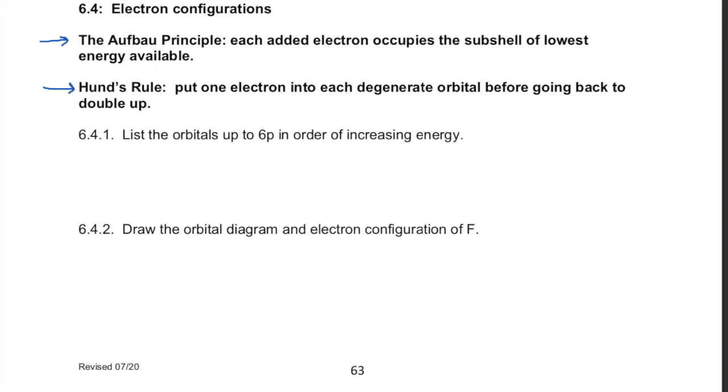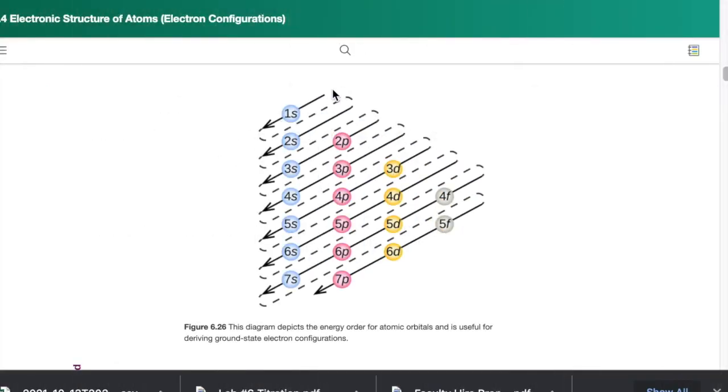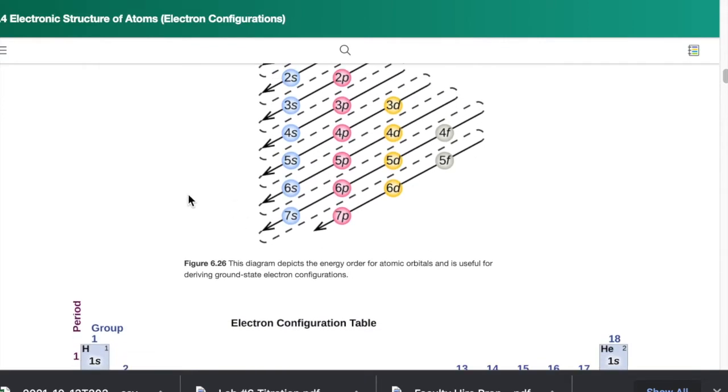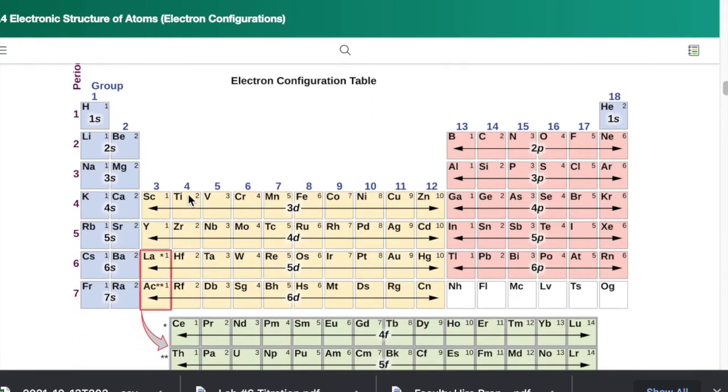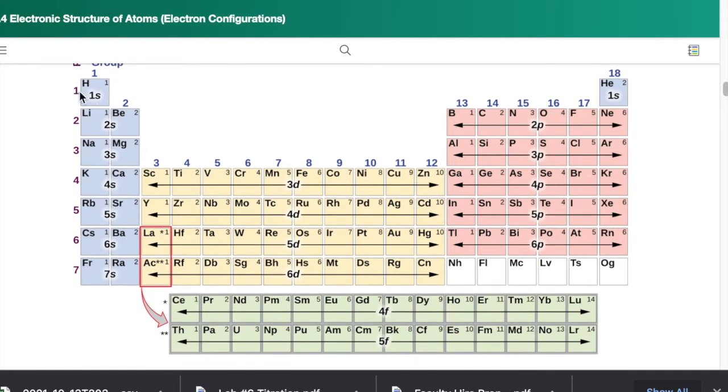Let's take a look at your textbook actually. So the last lecture we looked at this rain on the roof method of looking at the order: 1s, then 2s, then 2p, then 3s, then 3p, then 4s. There's another way to look at it. Some students prefer this rain on the roof method. Others prefer looking at the periodic table. So the shape of the periodic table has to do with these electron configurations. That's why it has this weird castle-like shape.